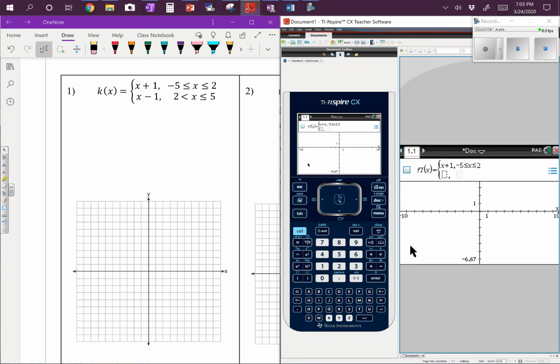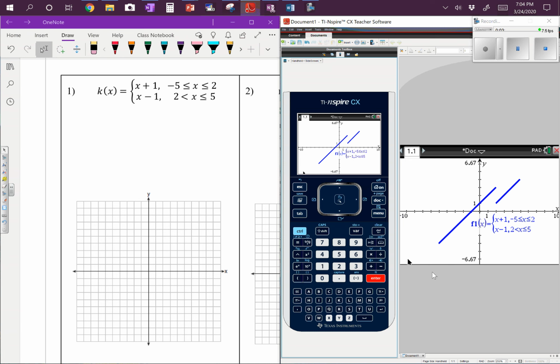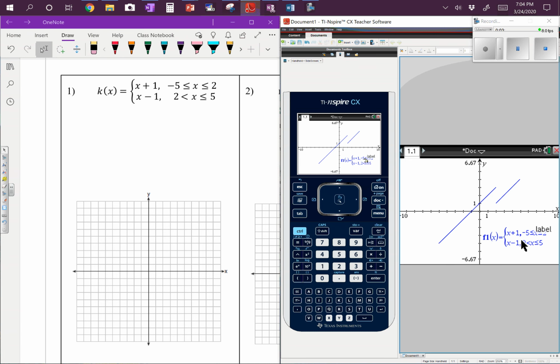And then in this one, we've got x minus 1. And in this box, we've got 2 less than x less than or equal to 5. Enter. And there we go. That's exactly what you should get.